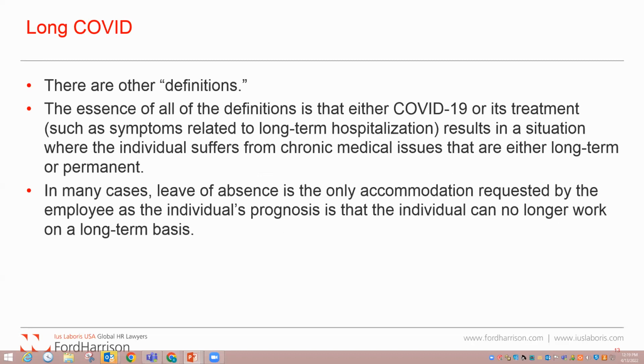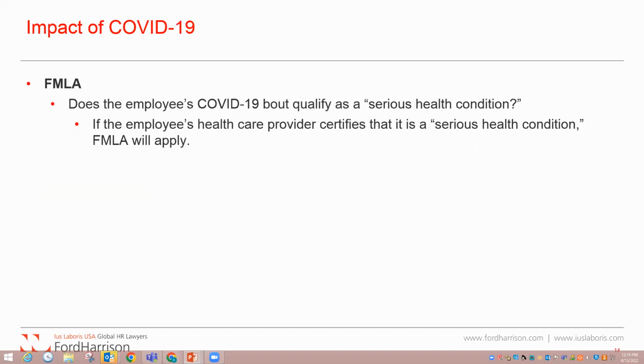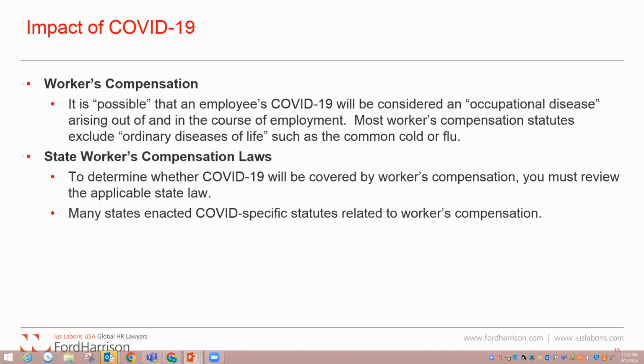So in some cases, there are accommodations that can be provided, but in others, there's not going to be much of anything. The other is whether COVID-19 qualifies an individual for leave under the FMLA. And again, we fall back to FMLA, which allows individuals to have leave if they have a, quote, serious health condition, if the healthcare provider certifies it's a serious health condition, unless there's some reason that you don't believe them. That's typically pretty much the end of the inquiry.